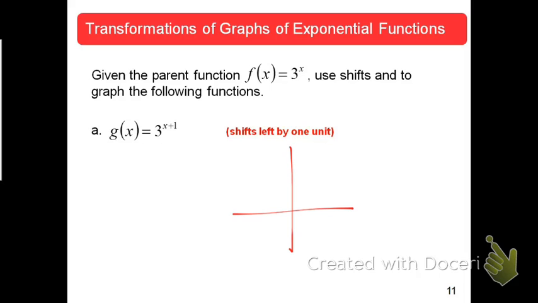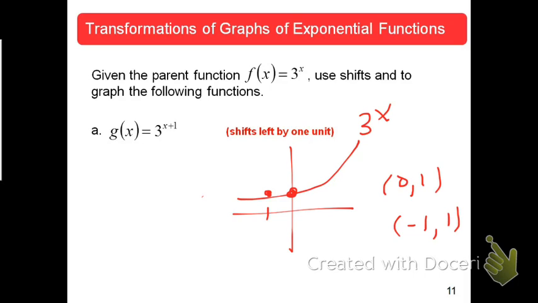So if we look at this function, when we write the parent function, this is our 3 to the x. When we're drawing our shifts, we always look at that point that's stationary, the point (0, 1). That's the point that we're going to shift. Since we have 3 to the x plus 1, that tells me I'm going to shift to the left by 1 unit. So this becomes my new point, which will be at (-1, 1). And now my new graph will be this 3 to the x plus 1.